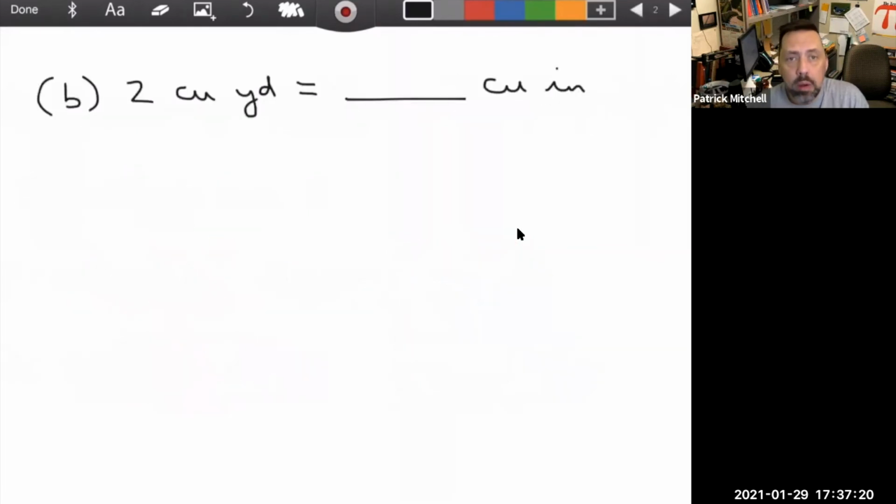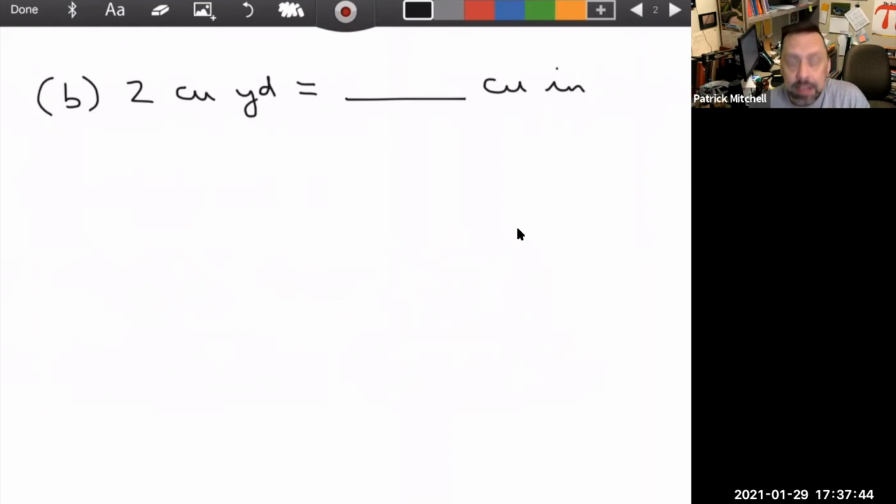This one is going to take one extra step because, again, referring back to the last slide, I don't have anything that converts cubic yards directly into cubic inches. I can convert cubic yards to cubic feet, and then I can convert cubic feet to cubic inches. So that's what I'm going to do.